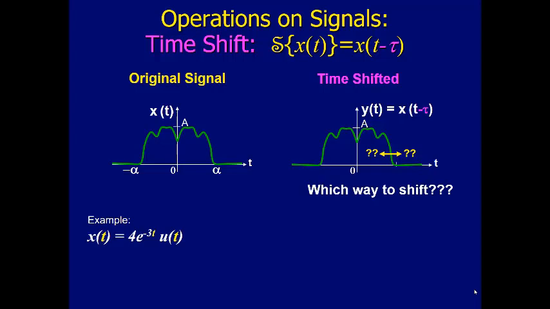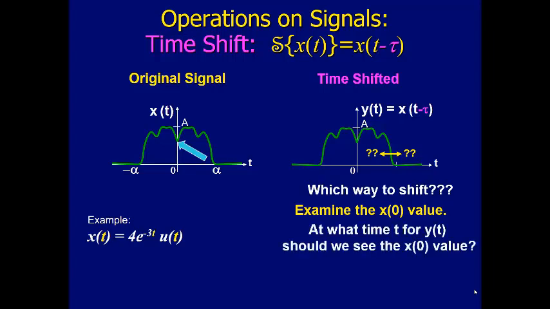Now, if that reasoning escapes you, the other way we can approach this is to look at what happens and where we get the x of 0 value in our new function once we time shift it. So ask the question, at what time t in our new function y of t, that's a time shifted version of x, should we see the amplitude value that's occurring at x of time t equals 0 back in the original waveform?